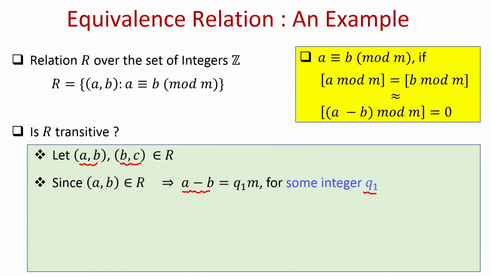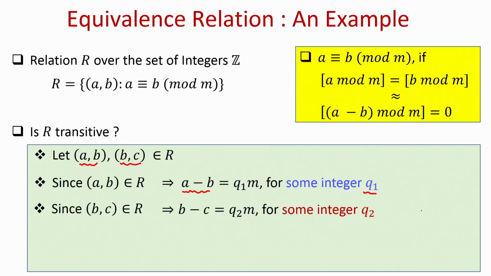In the same way, since the integer B is related to integer C, that means integer B is congruent to integer C, or equivalently B minus C is completely divisible by M, or in other words B minus C is a multiple of M, say that multiple is q2.